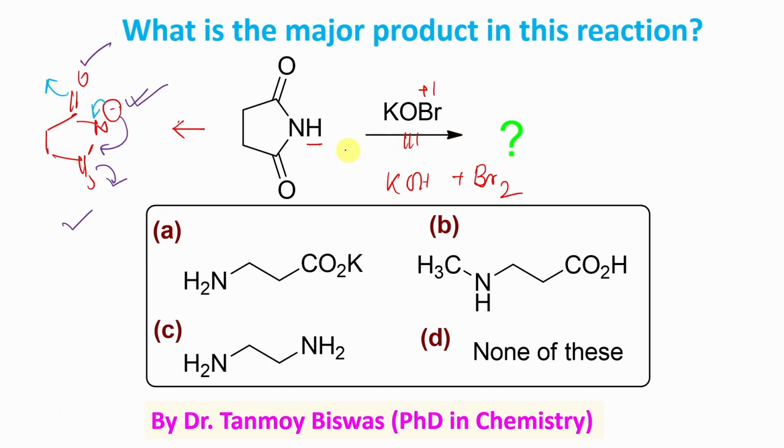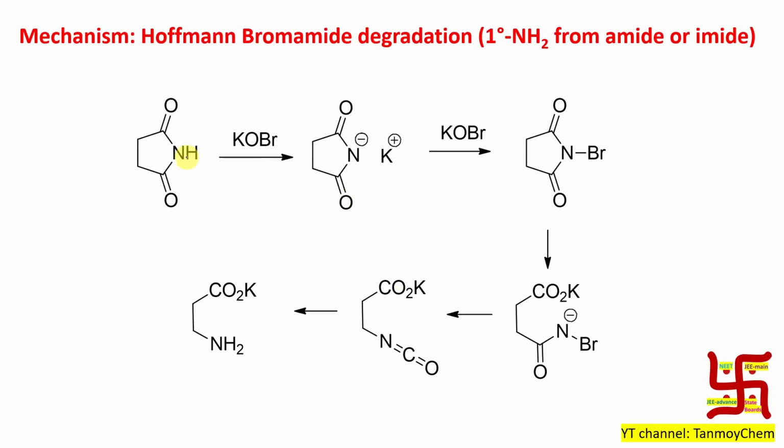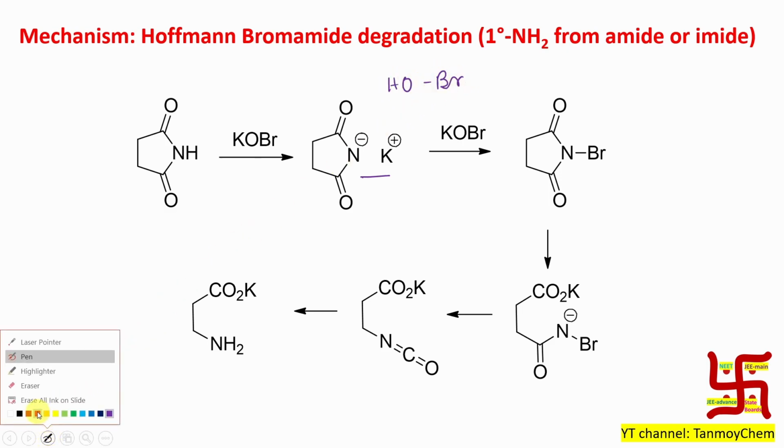So under this reaction condition, this could be deprotonated and produce N-. Now in the next step, what you can expect, this N- can react with KOBr. By the way, KOBr will not be there, it will be converted to HOBr because it abstracted the proton, so it will be converted to OH.